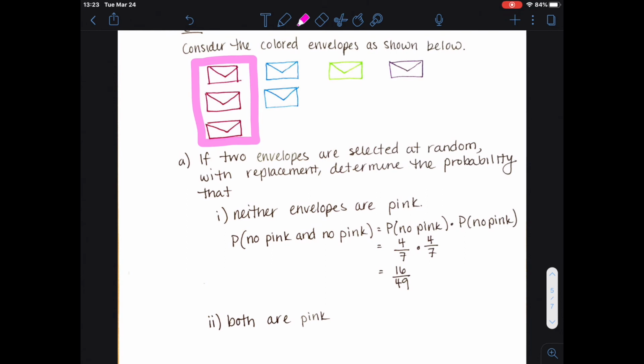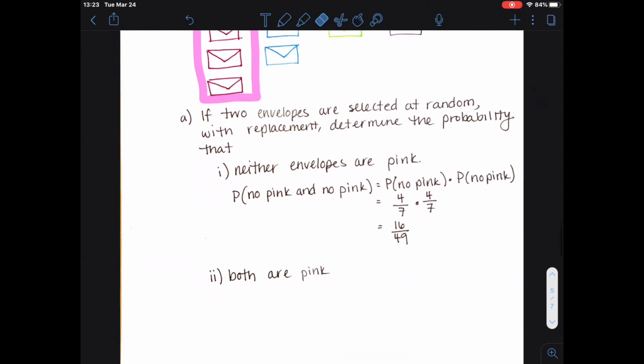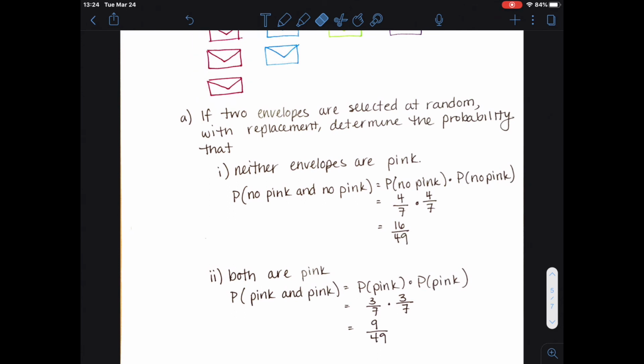Okay. When we change that and we want them both to be pink, now I've got these options here. So my first event, I could have a 3 in 7 chance. I'm going to pick that first pink envelope, hopefully, and then I'm going to put the envelope right back in, so I still have 3 options for the second draw as well. So the probability that I get a pink envelope the first time and a pink envelope the second time is the probability of each multiplied. And for both of them, you have a 3 in 7 chance. So we take 3 over 7, times 3 over 7. You have a 9 in 49 chance of drawing a pink and a pink.